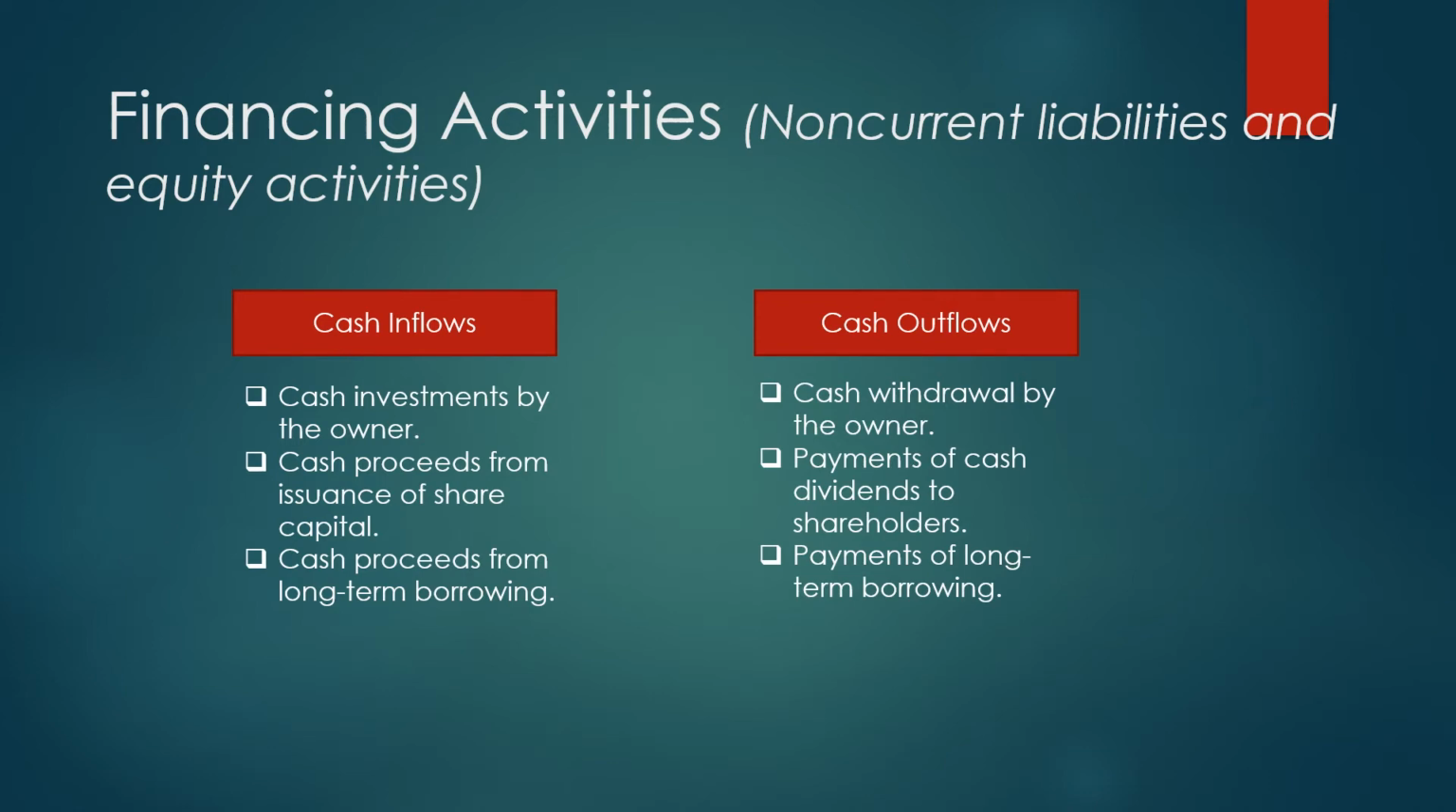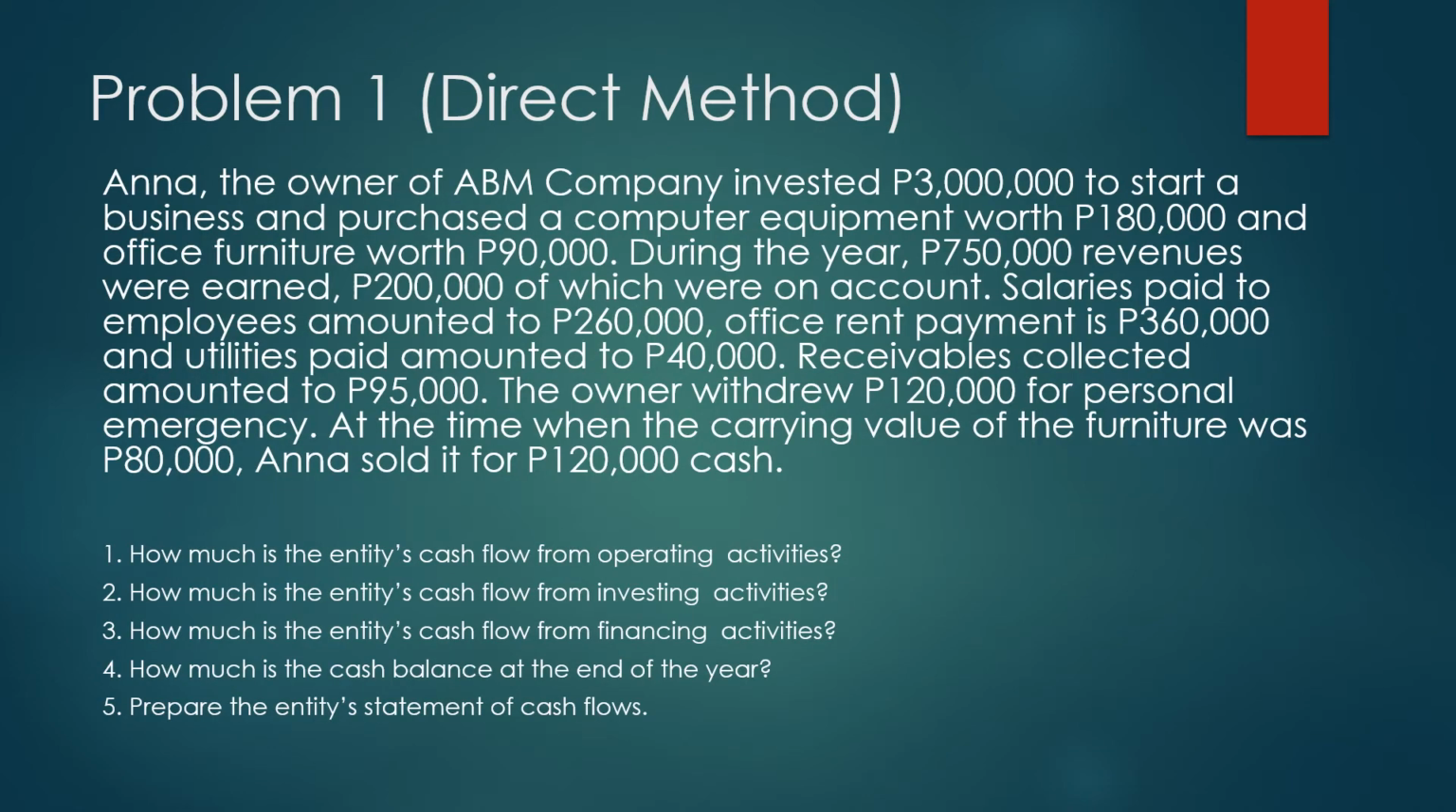And lastly, payments of long-term borrowing. So, the money you borrowed earlier from the bank, you will now pay it back, that is an example of cash outflow. But then again, for example, you borrowed 1 million and the interest is 120,000. Only the 1 million is the financing activity. The 120,000 interest expense is an example of cash outflow from operating activity. Okay? So, that should do it.